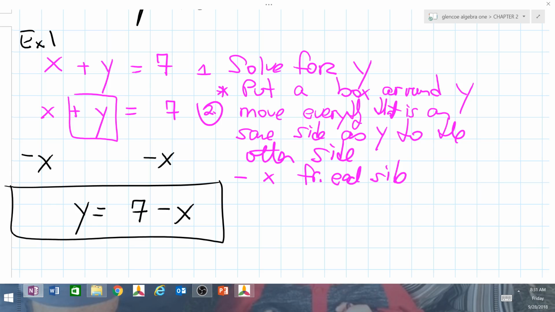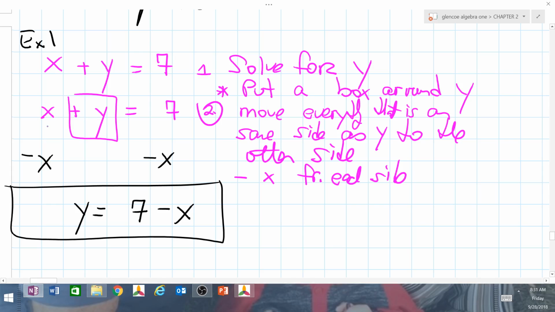So step number 1, they will either give you an equation or a formula. They will tell you which variable they want you to solve for. So they're asking us to solve for y. So I went ahead and I put a box around y because that helps me know that's the variable I'm solving for, which means I want y all by itself on the left-hand side of this equation, which also means that anything else that is on the left-hand side must be moved to the opposite side.